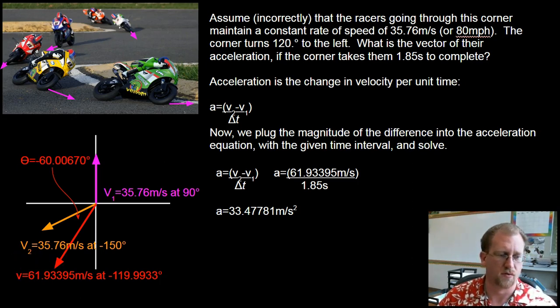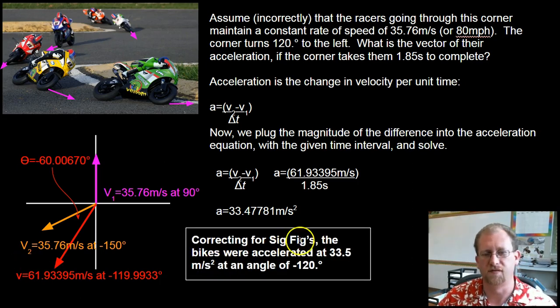Now, yay, correct for sig figs. The bikes were accelerated at 33.5 meters per second squared, and you can see that because that was meters per second divided by seconds, so the seconds in the denominator is squared, at an angle of negative 120 degrees. This number basically is 120. So that is the final answer. That is the acceleration vector for the bikes that made that corner.